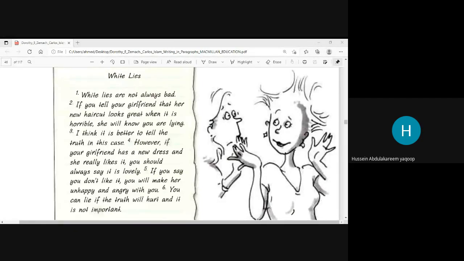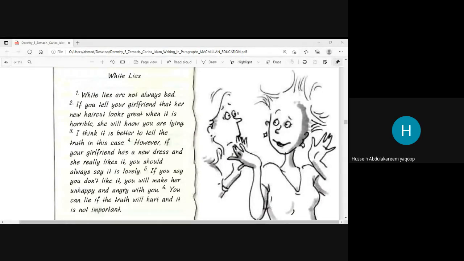I may read the last sentence. You can lie if the truth will hurt and it is not important. This is very close to the definition I read a minute ago. Okay, now we have some follow-up questions that are related to this paragraph. One of which is, what is the topic sentence here?